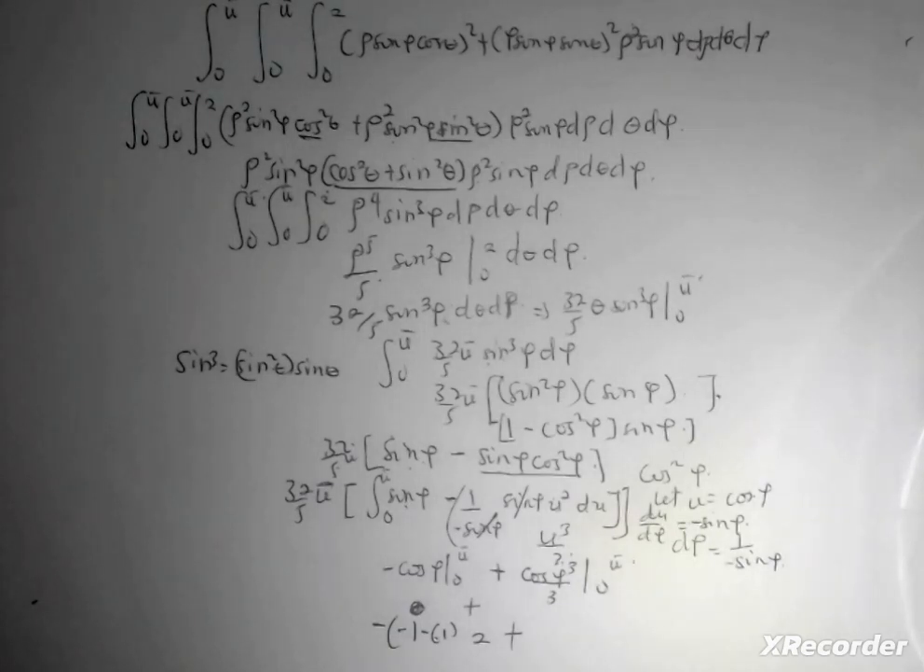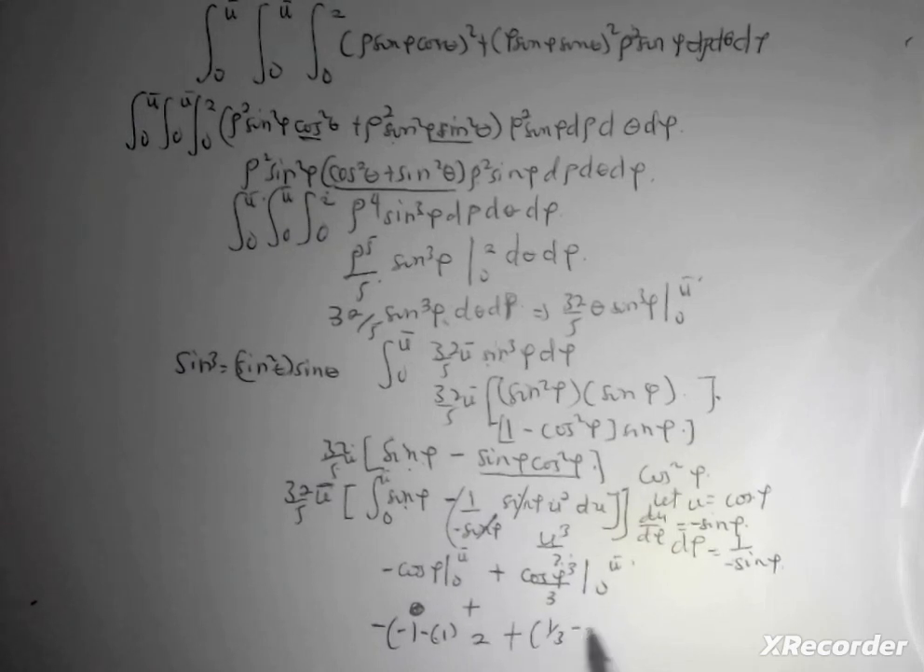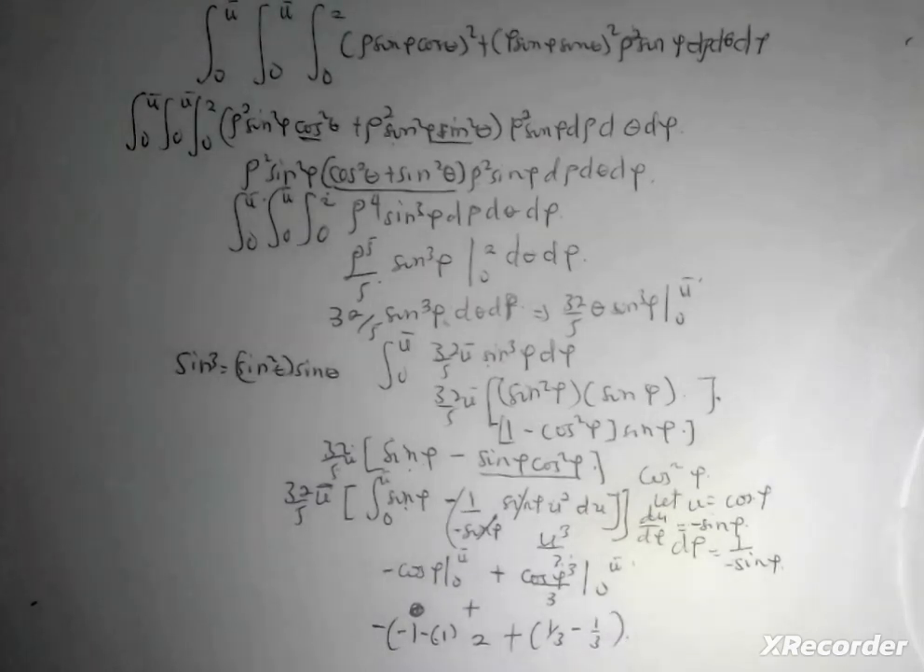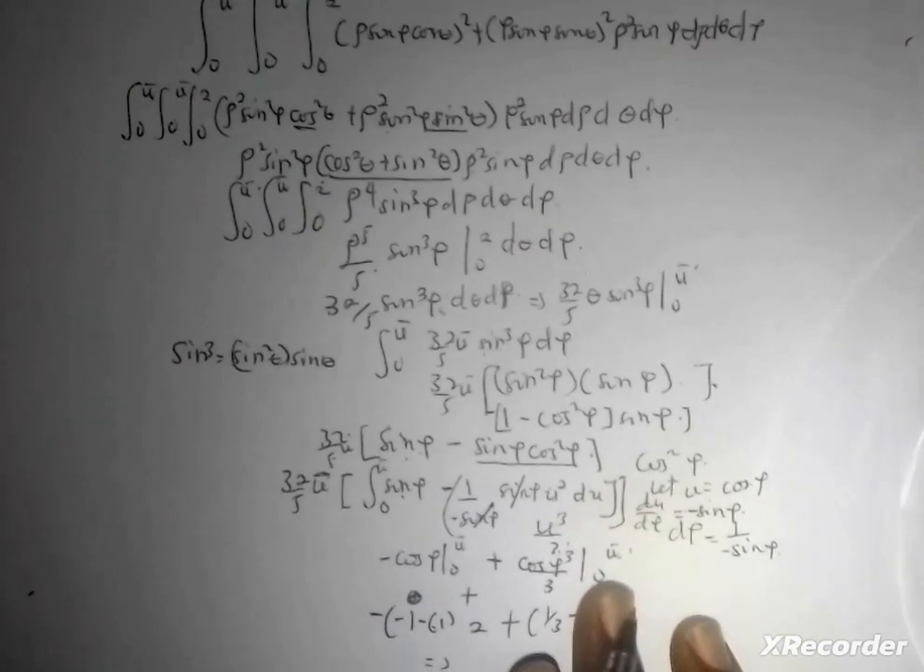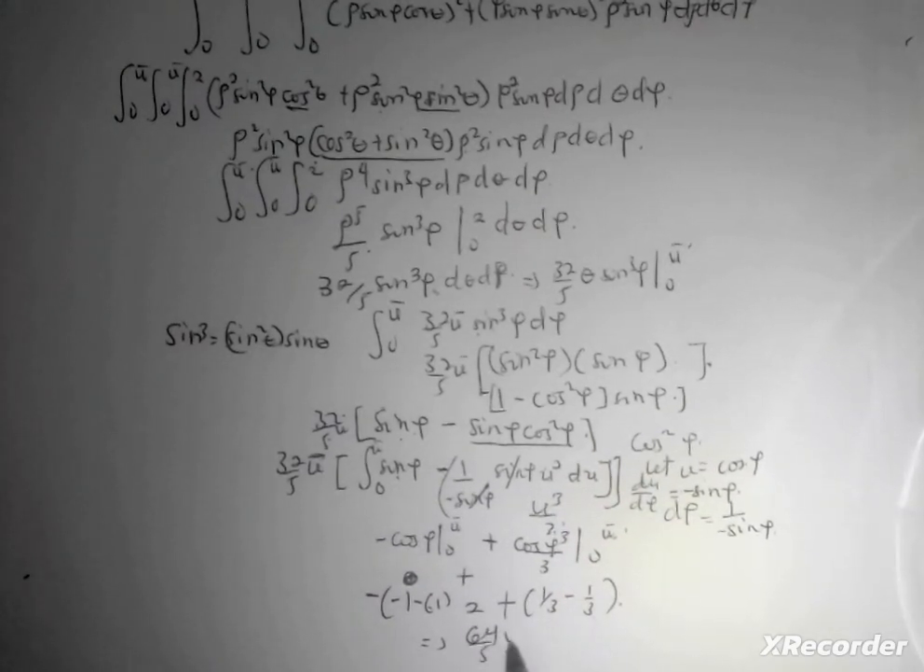Then plus, when I come here, I'm going to get cos cubed, so cos to the power 3 of 180, that is negative 1 over 3, then minus, when I put 0, I'll get 1, so 1 over 3. So at this point I'm getting pi here, here will be 0, then here is 2. So I'll multiply this and I'm going to get 64 over 15 pi.